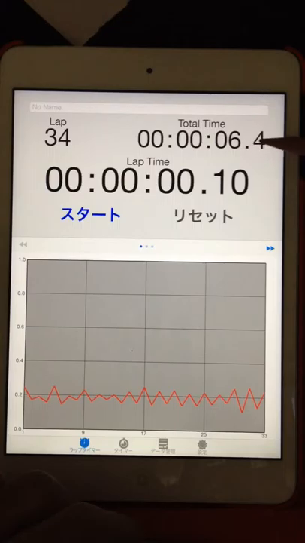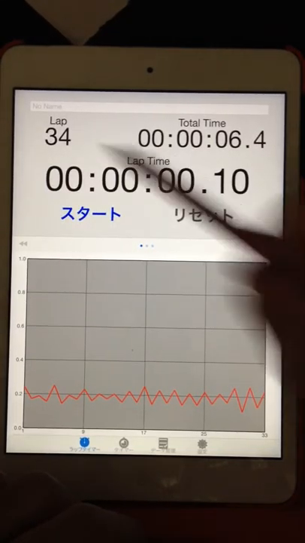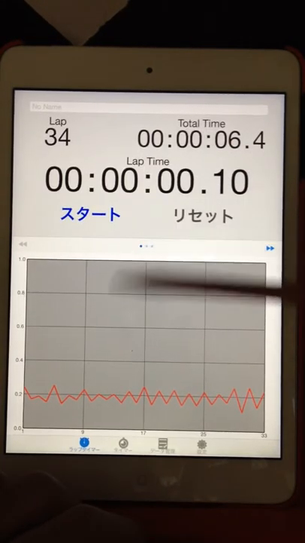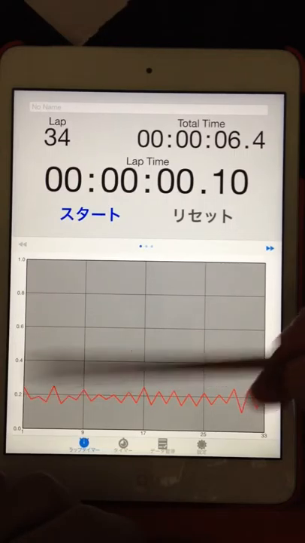Today 6.4 seconds divided by 3-4 laps, multiply by 2 equals 3.8. So 0.38 seconds for one beat, front and back.